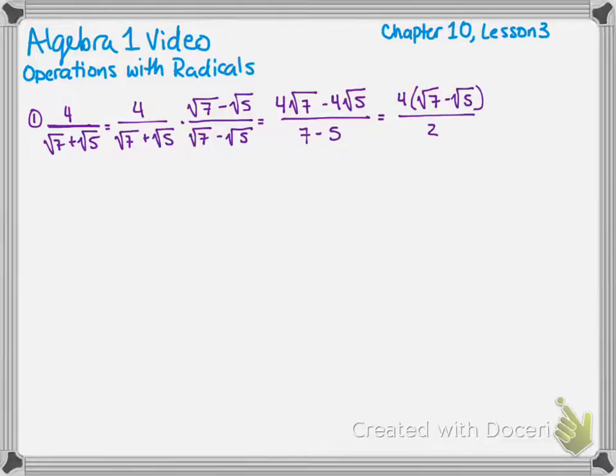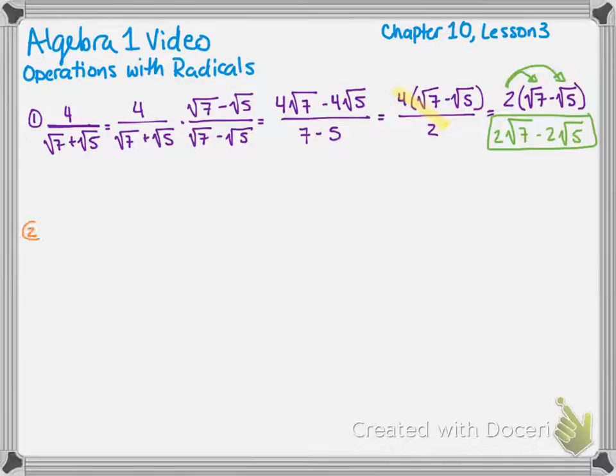Square root of 7 squared is 7. The square root of 5 squared is 5. 7 minus 5 is 2. And then we can simplify. And right here, that simplifies down. And then we can distribute, and then we get our final answer. Bam. All right, next problem.